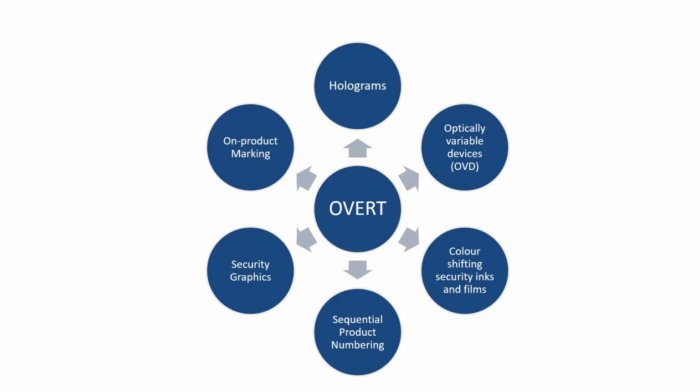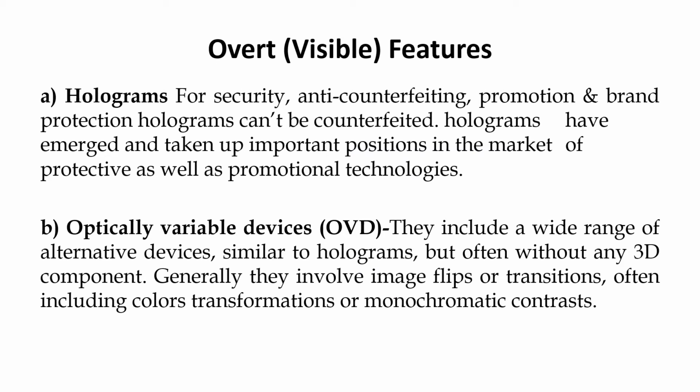For example, holograms. What are holograms? They are transparent stickers, very thin, adhesively applied to the product. Once they are tampered with, you can clearly visualize that the product has been counterfeited. They are very simple technologies, not very complex, and don't need any laboratory testing. They are simple, visible technologies being utilized on the packaging these days. For security, anti-counterfeiting, promotion, and brand protection, holograms cannot be counterfeited. Holograms have emerged and taken an important position in the market of protective as well as promotional technologies.